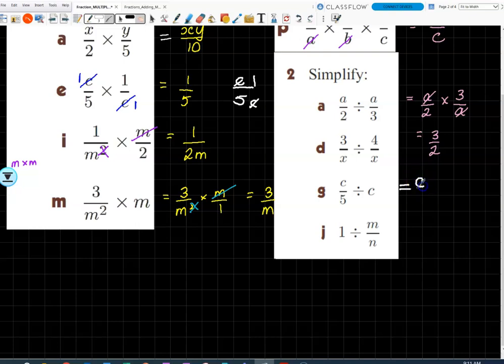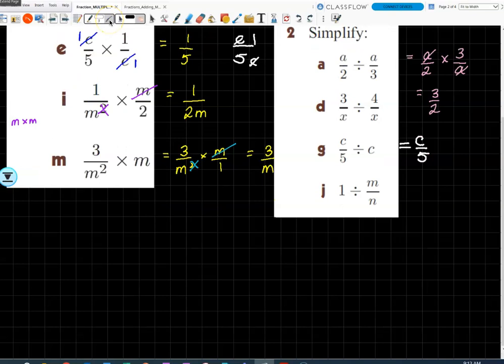Here, you would go C over 5. The big deal with G, and you'll see there's quite a few that have them, is that it is just technically over 1. So then you do exactly the same thing. Times 1 over C. Yeah? And then what can you do? Well, the C's can cancel, and lo and behold, sorry for 2 equal signs on one line, but we get the 1/5. Just like one of those up there.